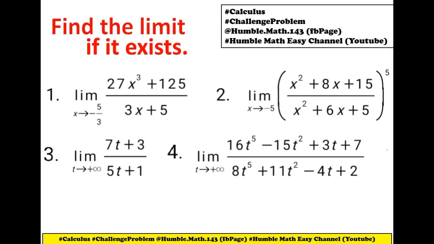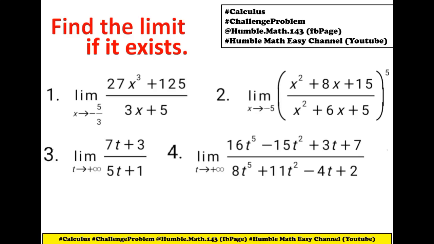For number 3, we have limit of 7t plus 3 all over 5t plus 1 as t approaches positive infinity. And for number 4, we have limit of 16t to the 5 minus 15t squared plus 3t plus 7 all over 8t to the 5 plus 11t squared minus 4t plus 2 as t approaches positive infinity.